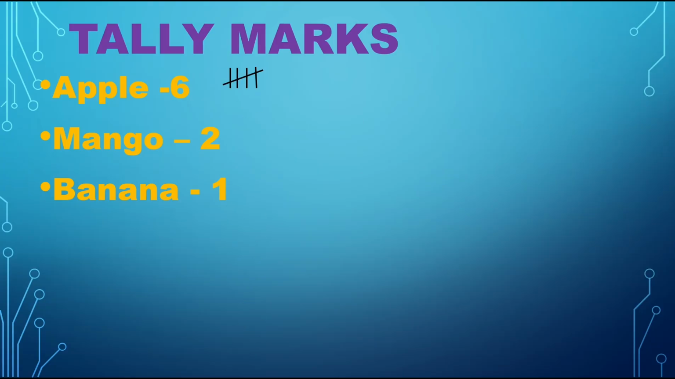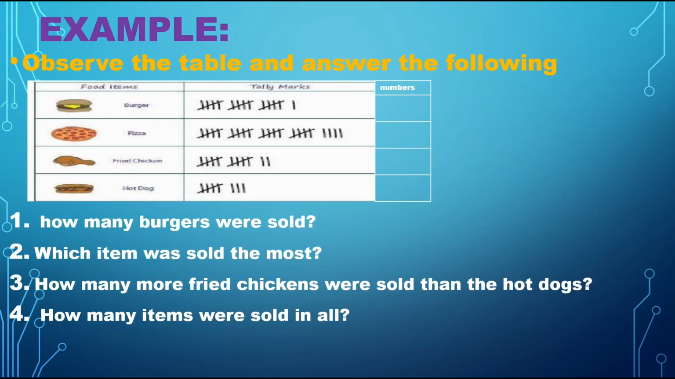So 5 and 6. Okay. So after 4 lines, you have to make a slant line to make 5. This helps us count quickly. Okay. So now let's make for mango 1 and 2. For banana 1. Now let's do one example on tally marks.